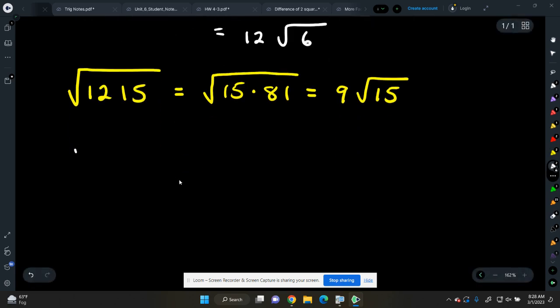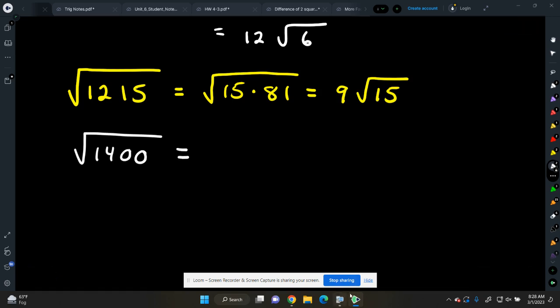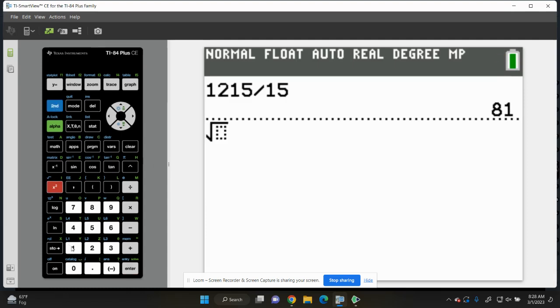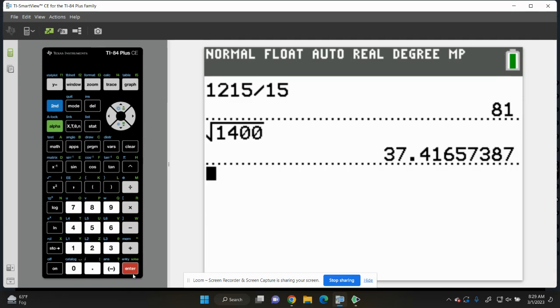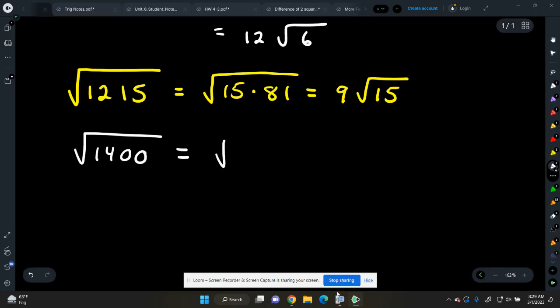Square root of 1,400. Now this one, you feel like it should be a perfect square, but it's not. Some of you are going to say, oh, that's 70. No. Square root of 4,900 is 70. So we know 100 is going to go into it, right? So we can rewrite this as 100 times what? 14.